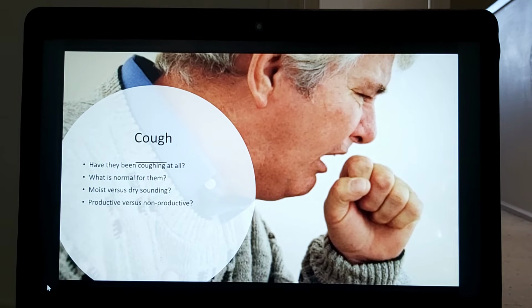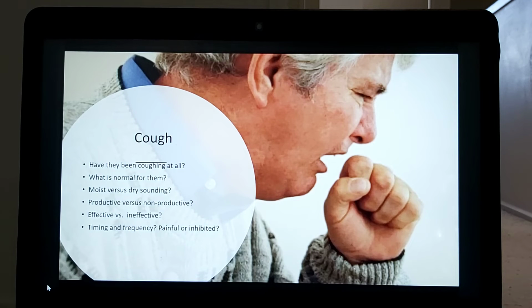And again, productive versus non-productive. Are you bringing up any sputum when you cough, or nothing comes up at all? And effective versus ineffective. Just ask them, are you able to bring out the sputum and reduce your irritation when you have a cough, or is it just that you keep coughing and you're not able to bring out anything? So that tells you the thing.